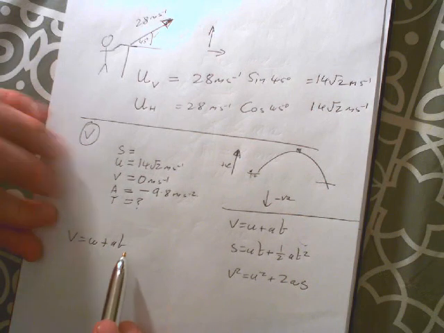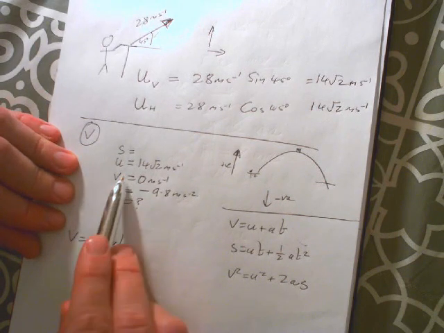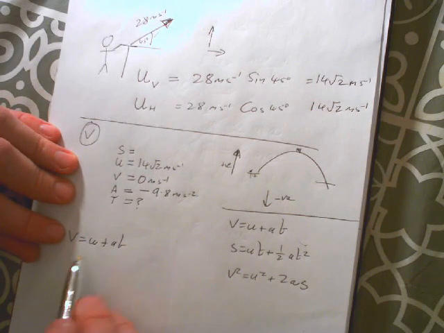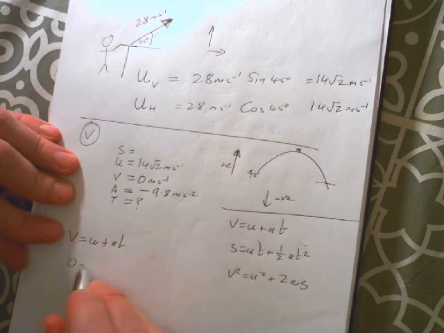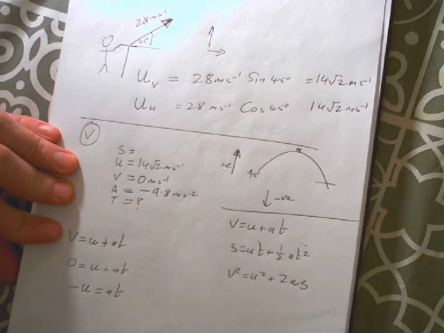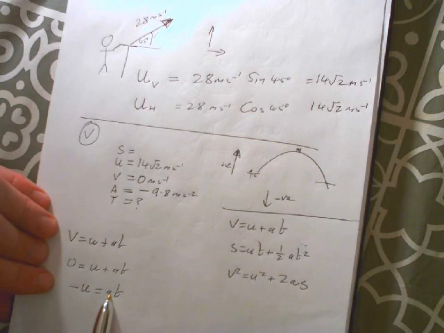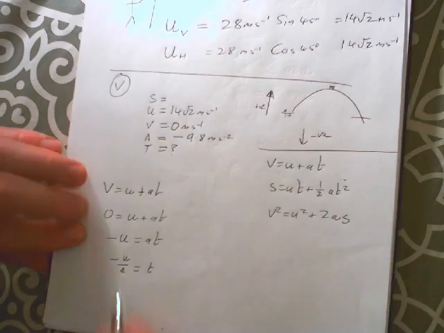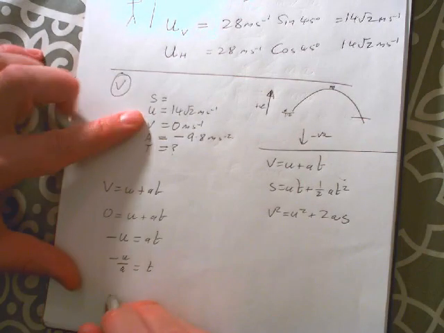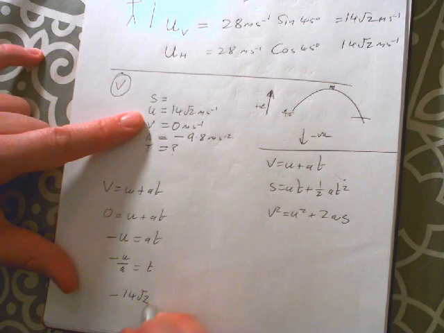When you've chosen which equation you need, just write it out before you put in any values. Then we're going to sub in the values and see what we get. So V is going to be 0. So this is just 0 equals U plus AT. Let's bring the U across: minus U is equal to AT. And now let's put in some numbers. Well, actually, before we do it, let's bring that A across. Minus U divided by A is equal to T.